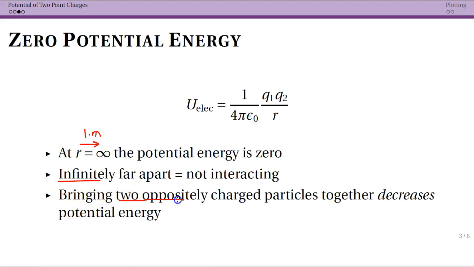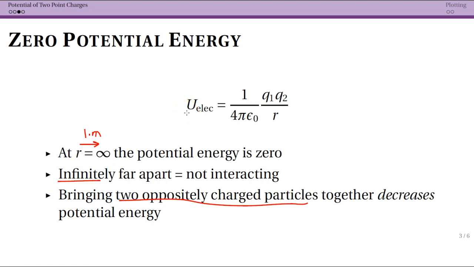if I bring 2 oppositely charged particles together, that should be decreasing the potential energy, right? If Q1 and Q2 are both positive, this whole thing is positive. If Q1 and Q2 are both negative, I again have a positive value when I multiply them. But if one is positive and one is negative, potential energy is then negative entirely.